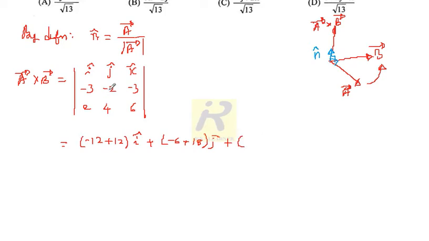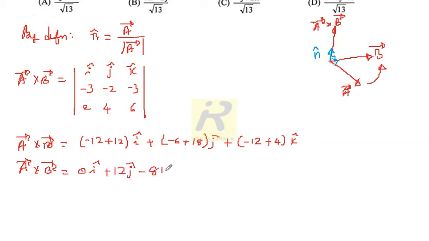And plus k. For k, we first multiply these two, this is minus 12. One more minus, and this one is minus 4, so this becomes plus 4. So this is how we find A cross B. A cross B becomes 0i plus 12j minus 8k. Otherwise, we simply write it as 12j minus 8k.